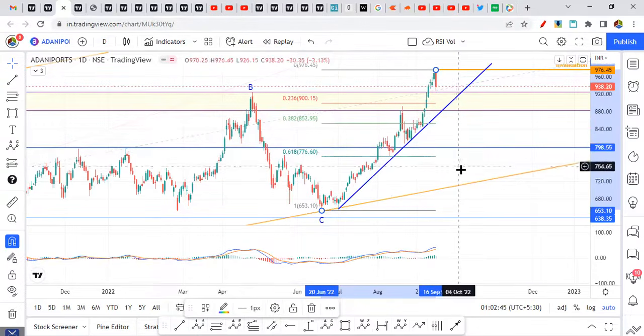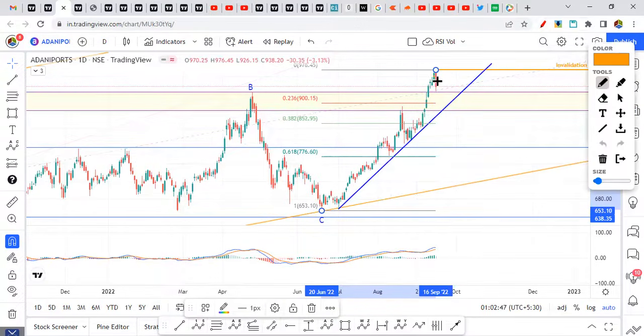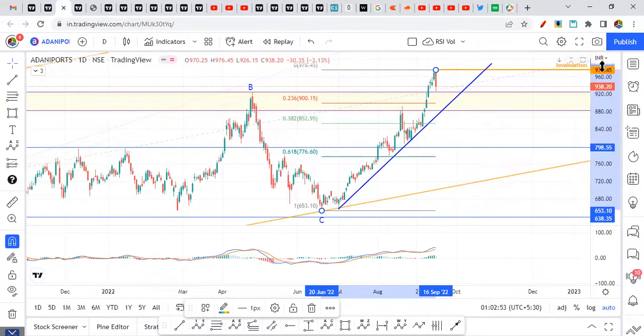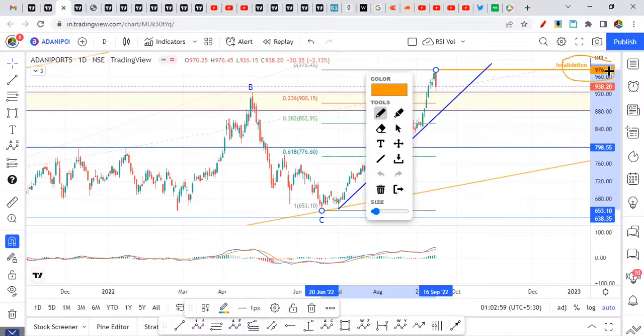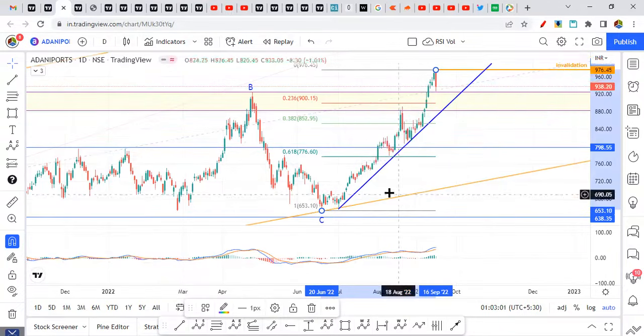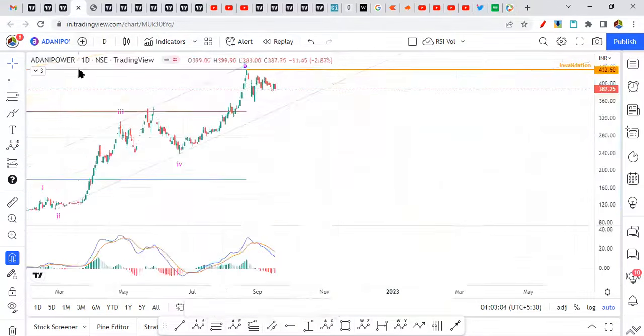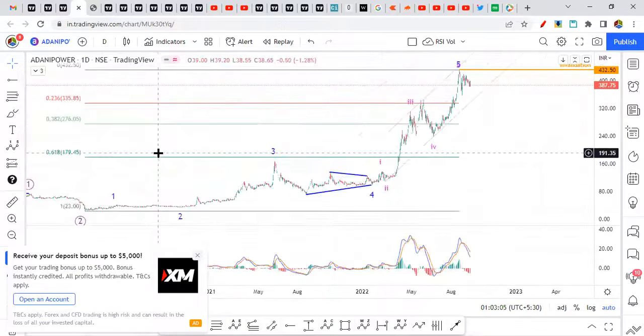If it is going to go rapidly down with a zigzag correction like this, okay, then it will go towards 800 to 775. Again, a break of this particular 976 will invalidate this analysis. Then this analysis could be wrong. Okay, next is Adani Power.